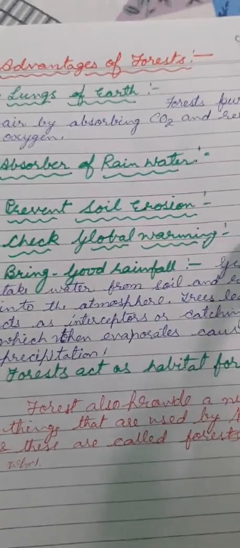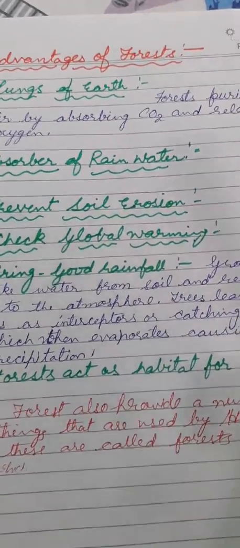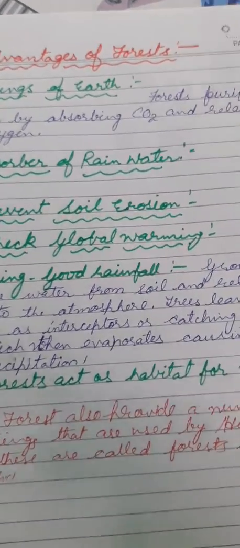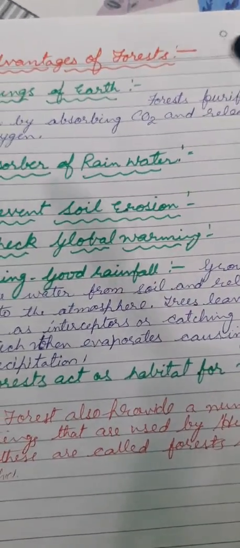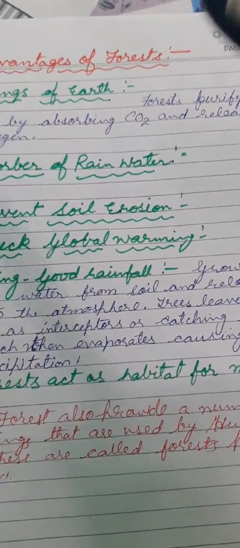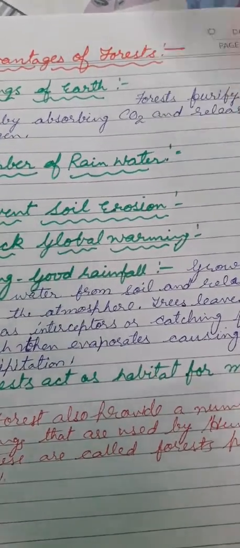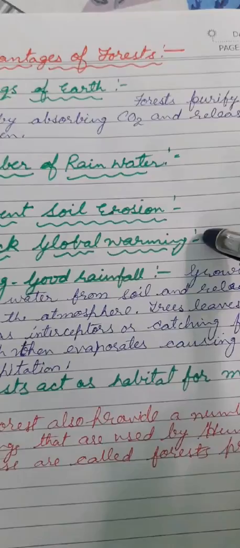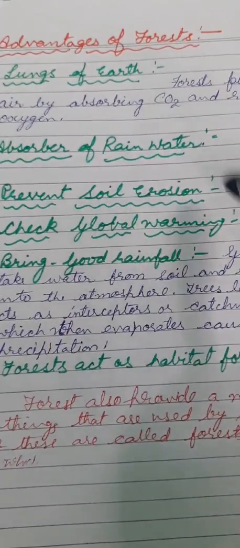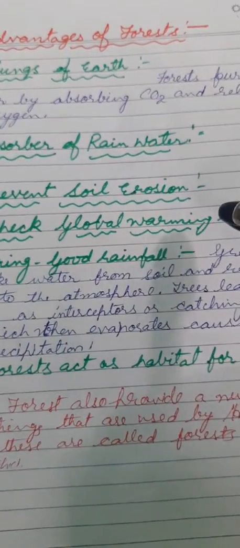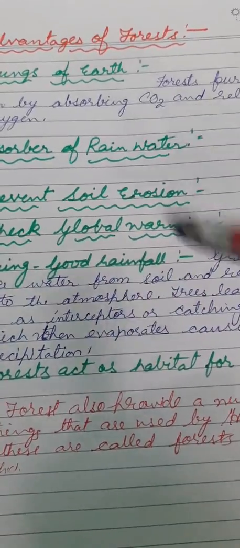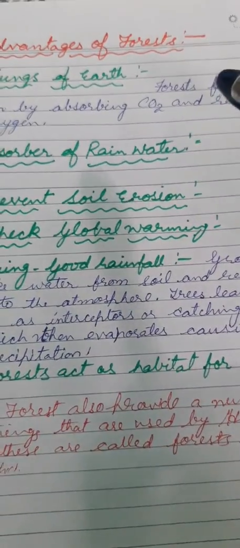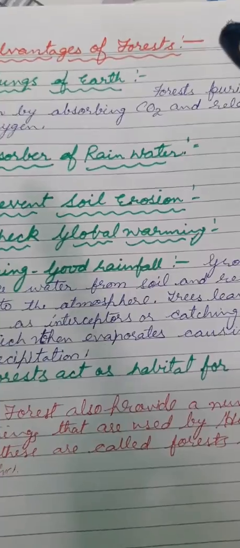And the next one is that forests also prevent soil erosion. They are known as soil conservators. How? Let us now see that trees bind the soil particles with their strong roots, and this prevents the soil from being washed away or blown away. So they prevent the soil from being eroded.